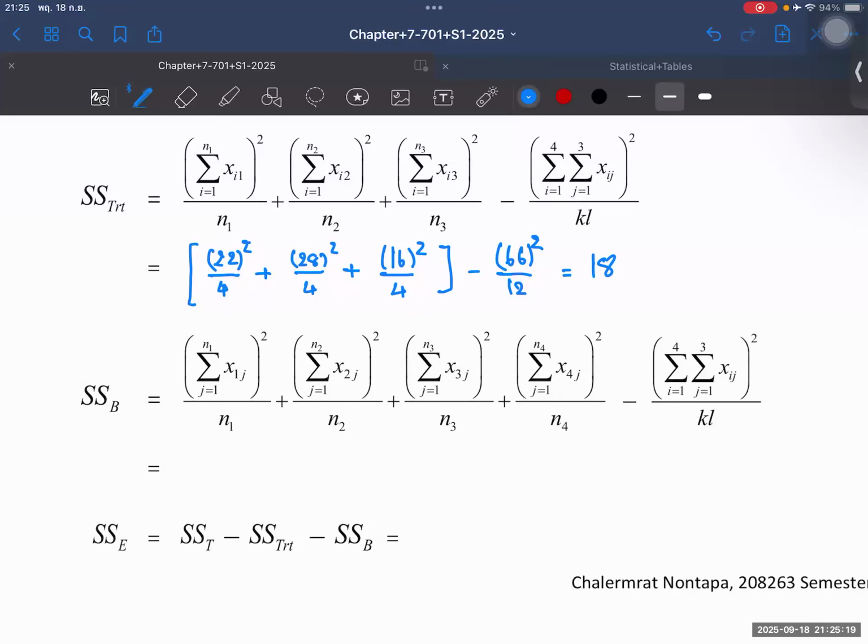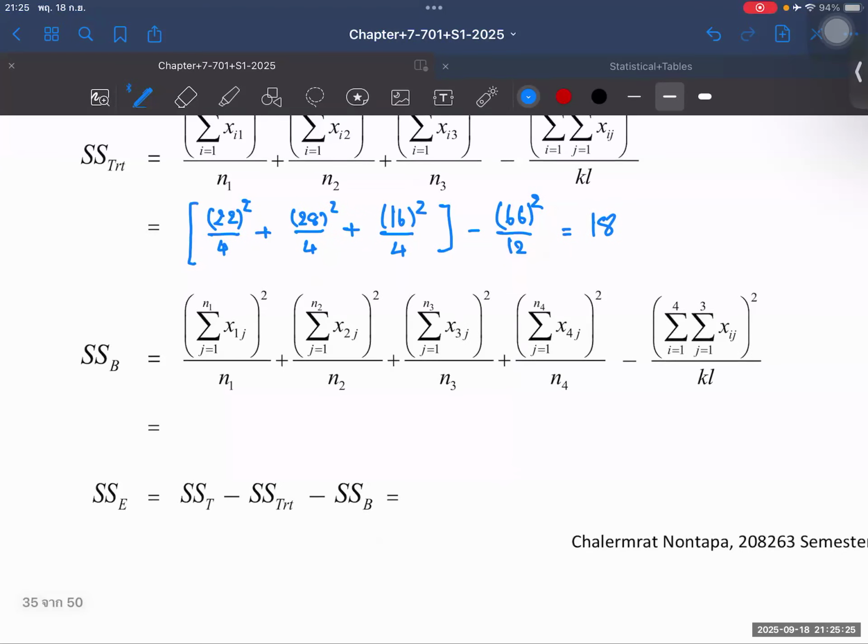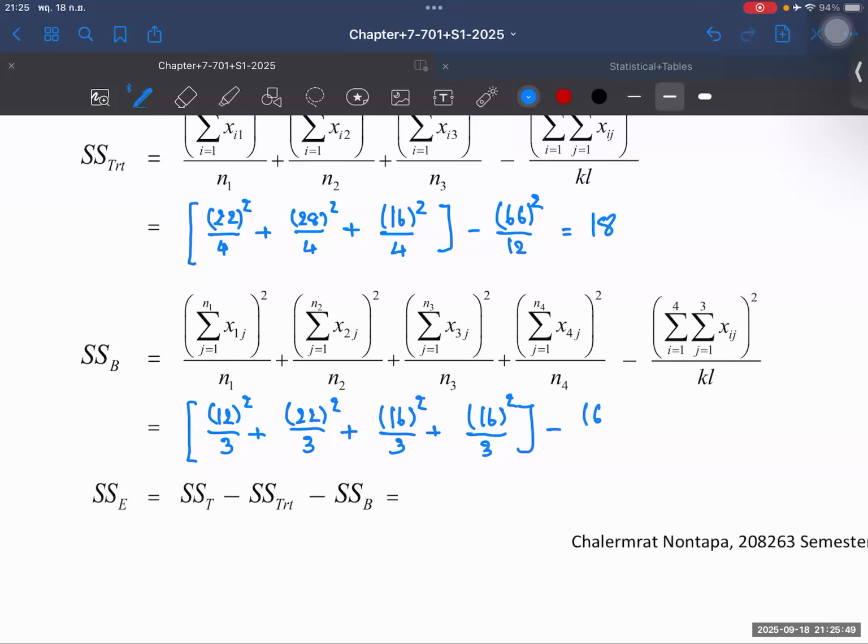And the same thing, you can calculate by the sum of each row. So you calculate 12 to the power 2 divided by 3, plus 22 to the power 2 divided by 3, plus 16 to the power 2 divided by 3, plus 16 to the power 2 divided by 3, minus 66 to the power 2 divided by 12. And I get 17.